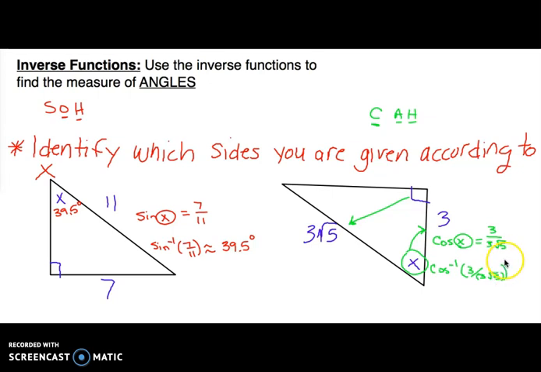And when you plug that into your calculator, you should get approximately, and I'm going to write that down here, 63.4 degrees. So that means that this angle X here is approximately 63.4 degrees. That's what you should come up with for your answer. Test it out, plug those into your calculator, and make sure you get the same answer, same result.